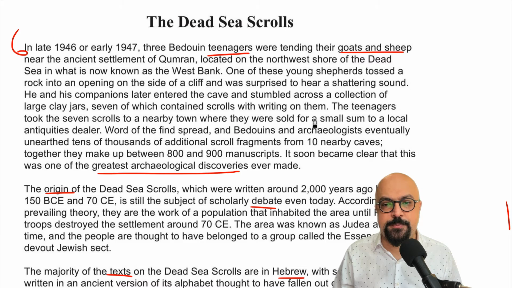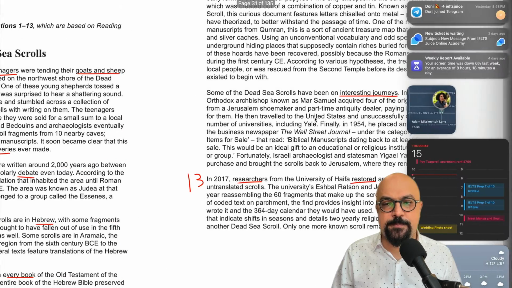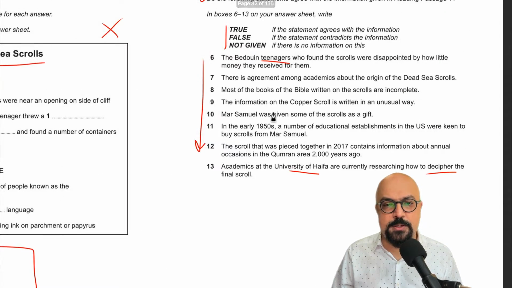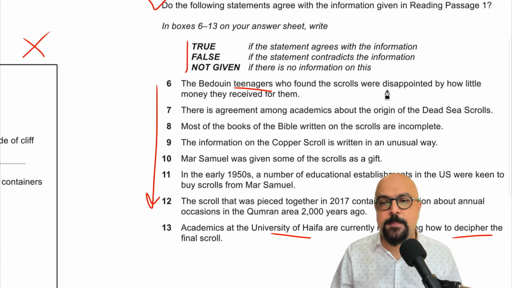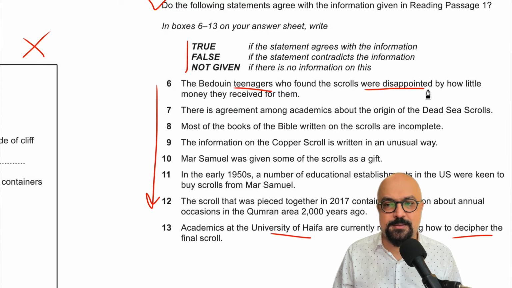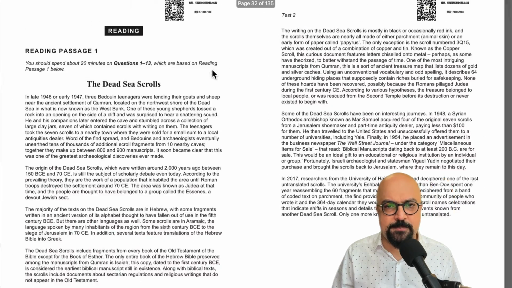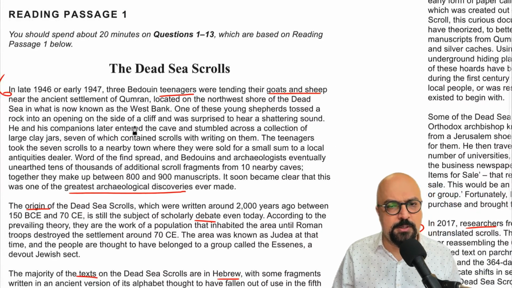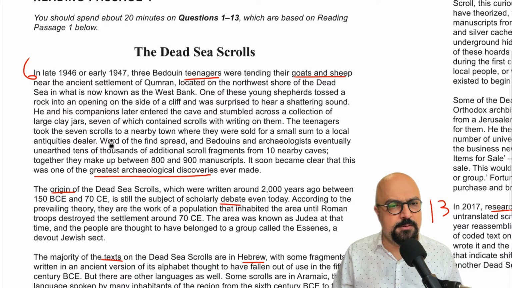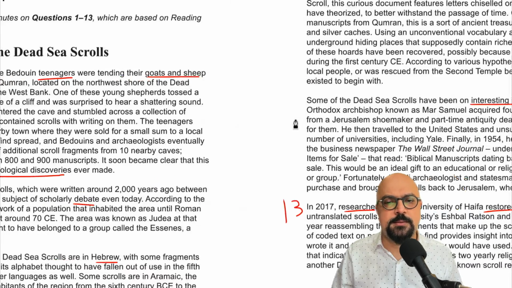So, the question says... We're disappointed by how little money. So we know that they received very little money. But were they disappointed? Do we have any information about their feelings? Let's check again to make sure. There seems to be nothing about their feelings. Yep. So that's not given.